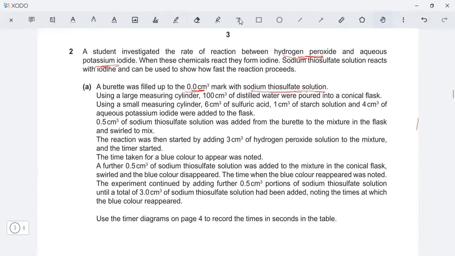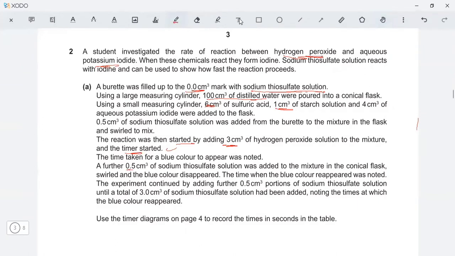With the large measuring cylinder, 100 cm3 of distilled water was poured into a conical flask. Using a small measuring cylinder, 6 cm3 of sulfuric acid, 1 cm3 of starch solution and 4 cm3 of aqueous potassium iodide were added to the flask. 0.5 cm3 of sodium thiosulfate solution was added from the burette to the mixture in the flask. The reaction was then started by adding 3 cm3 of the hydrogen peroxide solution to the mixture and the timer started. The time taken for the blue color to appear was noted.